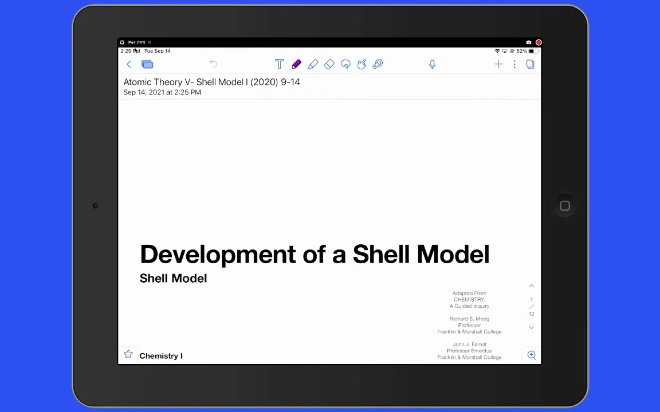In the last part of your brain break, pull up the document that says Atomic Theory 5 shell model. You got a new set of notes.